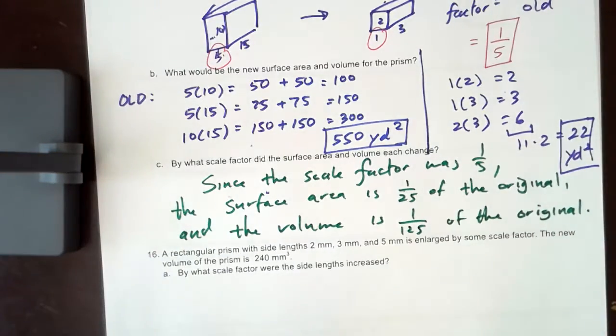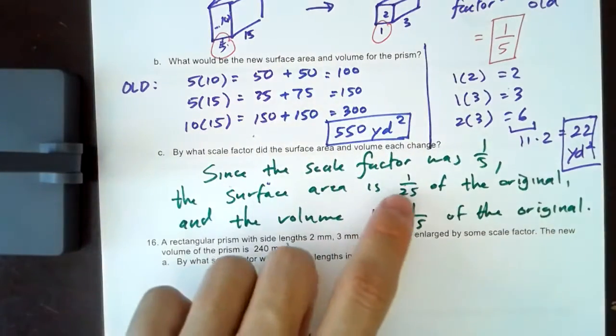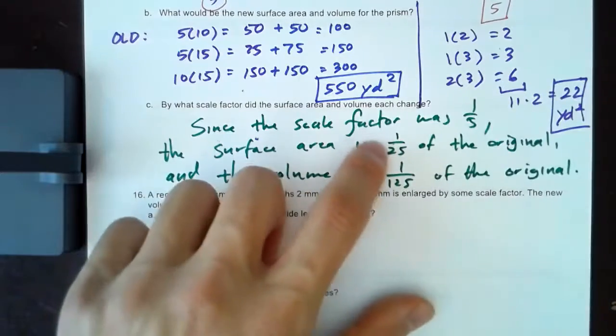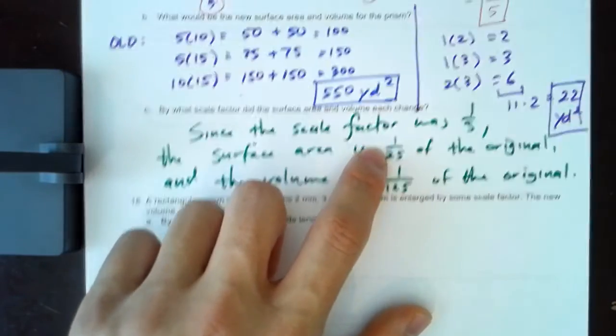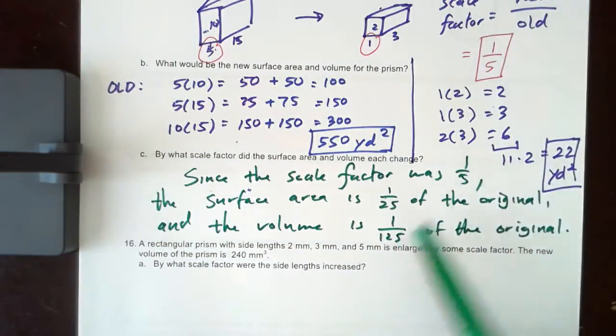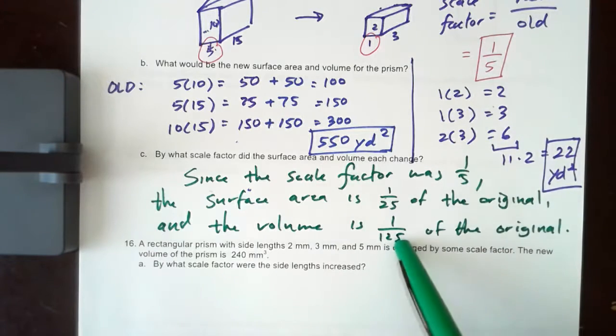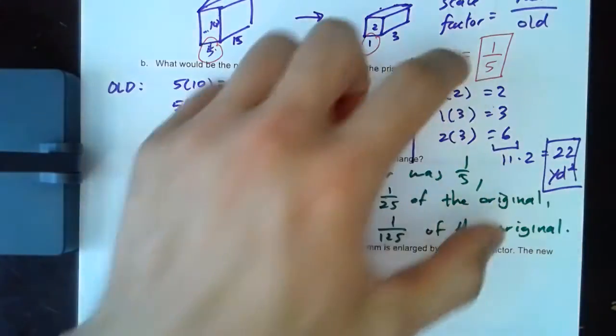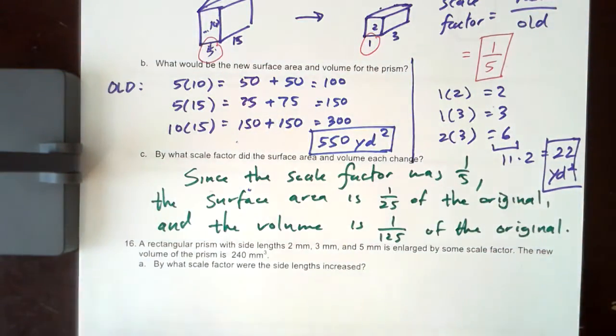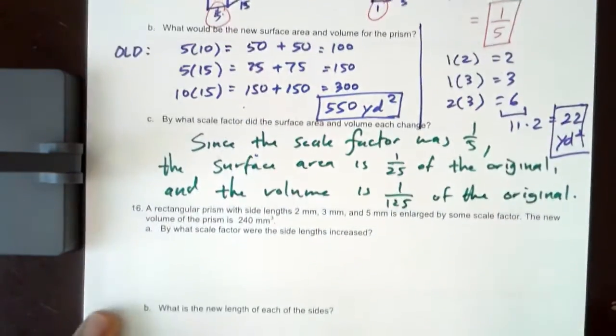Okay, this has everything to do with the scale factor either being squared, 1/5 times 1/5 is 1/25, or the scale factor cubed, 1/5 times 1/5 times 1/5, is 1/125, I mean. Okay, you just got to know that shortcut. And the shortcut really is just square it and it will affect the surface area, or just cube it and that's how it will affect the volume.